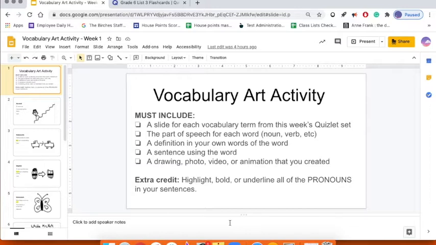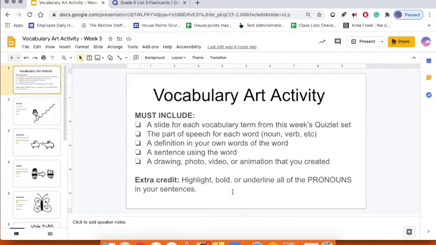I don't want you just copying and pasting the definition from Google. I want it in your words. Then a sentence using that word, and then a drawing, photo, video, or animation that you created, not one that you Googled. Extra credit for this week's vocabulary, this should say week 3, is to highlight, bold, or underline all of the pronouns in your sentences.